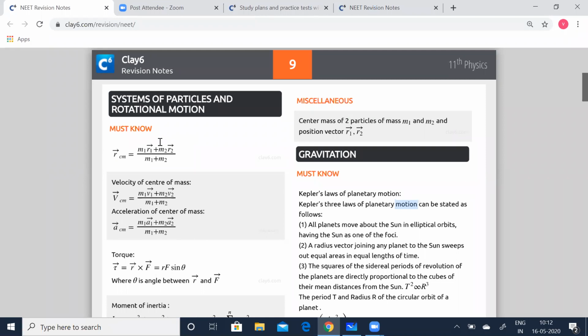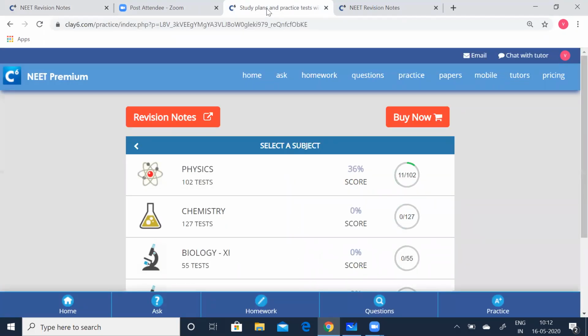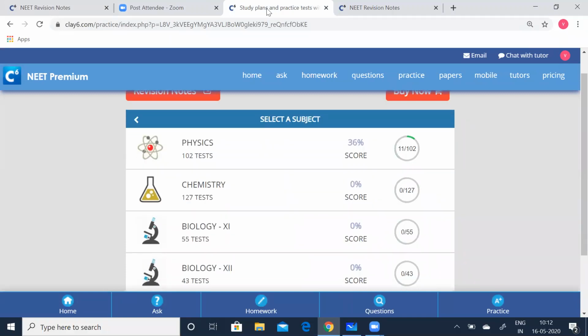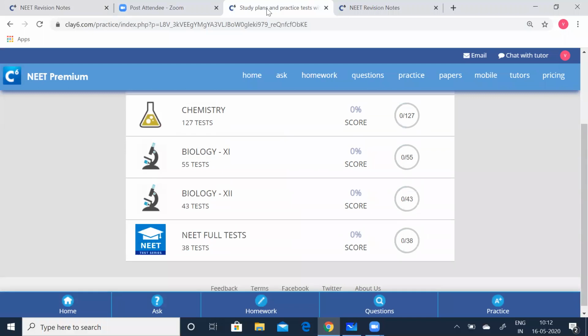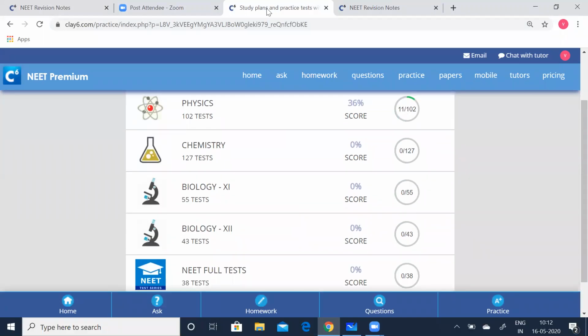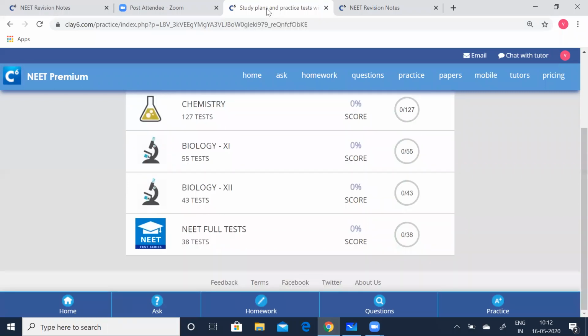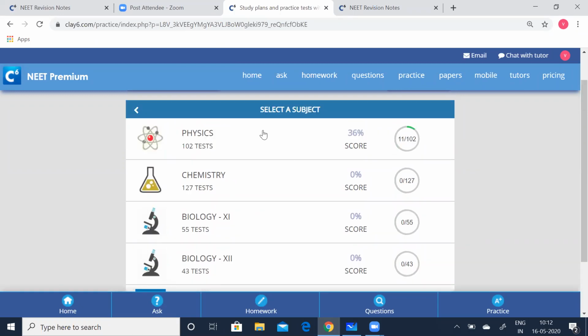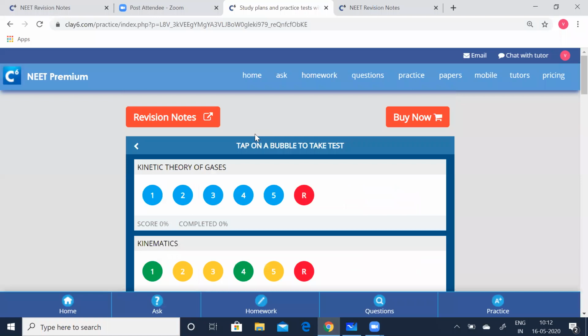Now let us quickly go to the tests. How to access the test? You've got plenty of tests, chapter wise, for physics, chemistry, biology, for all the chapters, right from class 11 and class 12. From the first chapter to the last chapter, you have the NEET full tests also. You've got 38 full tests. Go to the physics section, click that. You can see the blue bubble, green bubble, yellow bubble, and the red bubble.